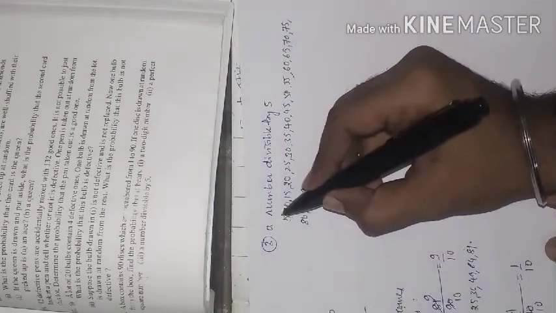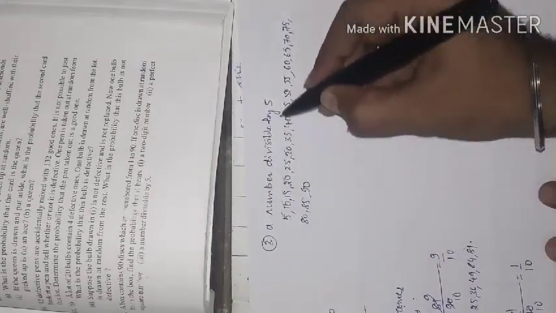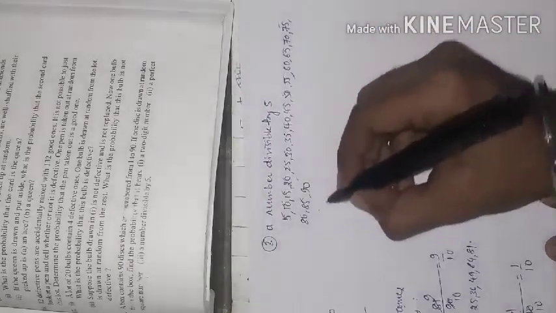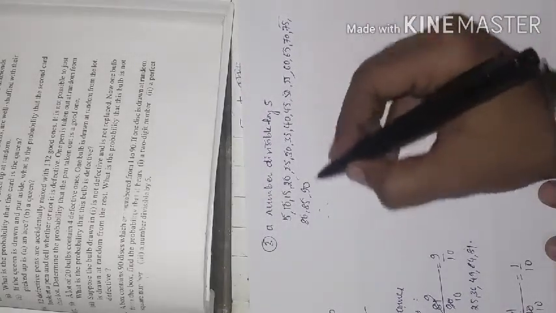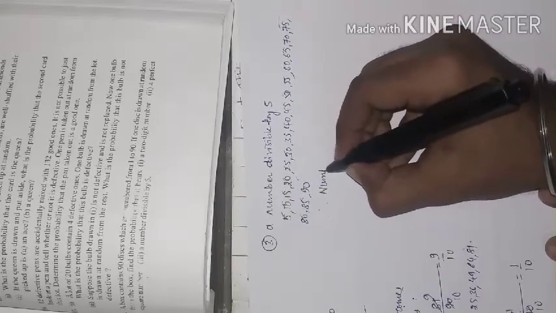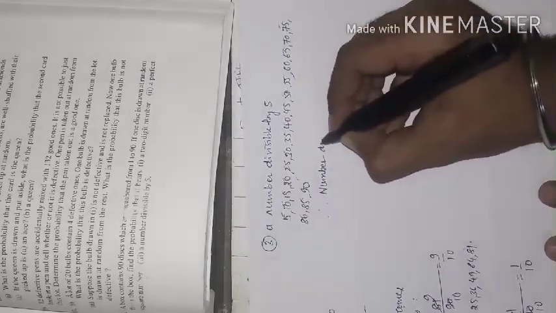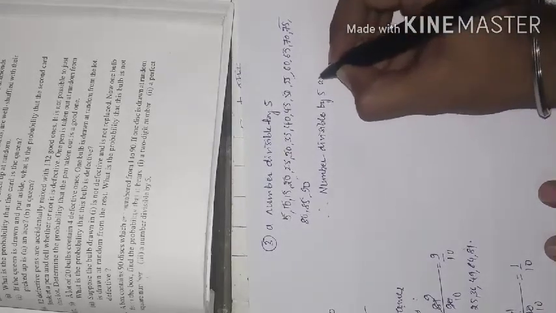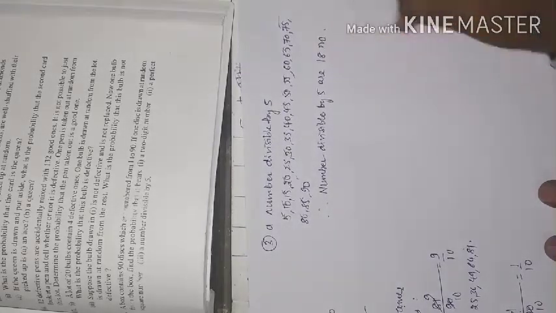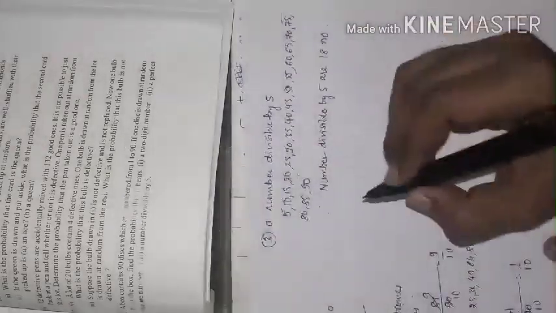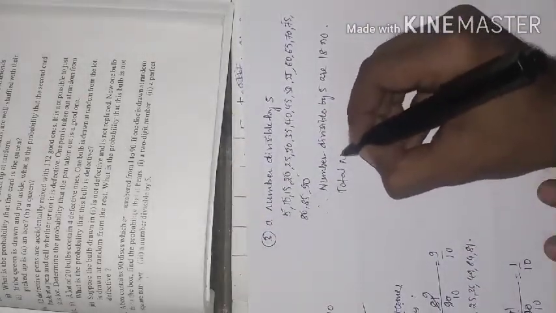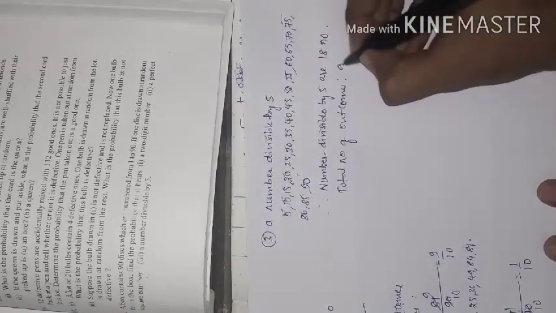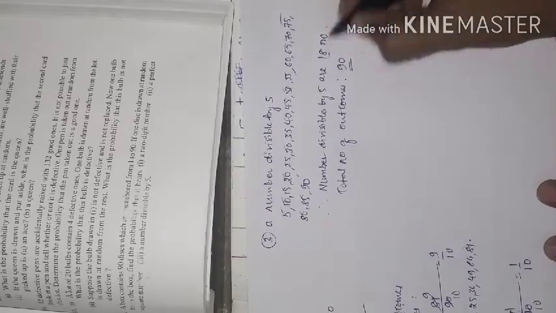Count this, how many are there? 1, 2, 3, 4, 5, 6, 7, 8, 9, 10, 11, 12, 13, 14, 15, 16, 17, 18. So numbers divisible by 5 are 18 numbers. Total number of outcomes are 90. Out of 90, 18 are divisible by 5.